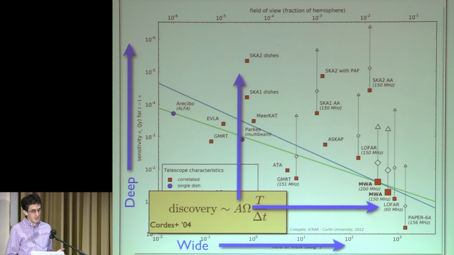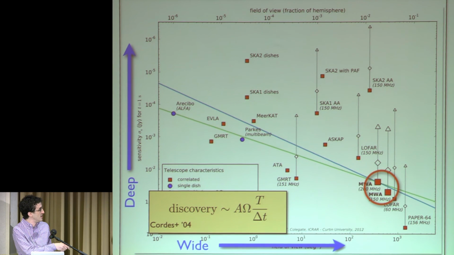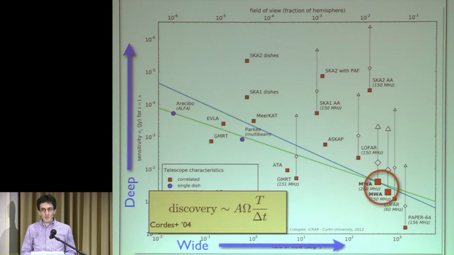So the Murchison Widefield Array is the one that I'm going to talk about for a few slides here. So that's located over here. So we're working at low radio frequencies, but still higher than some of the stuff that Greg's going to talk about. Fields of view of hundreds to 1,000 square degrees. Not super sensitive, although we're working on that.